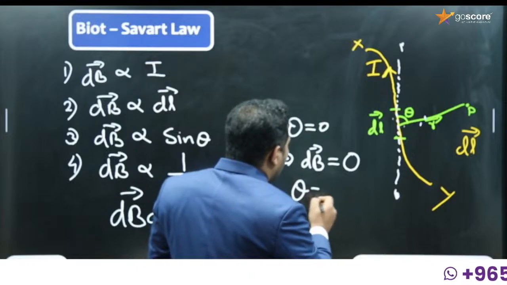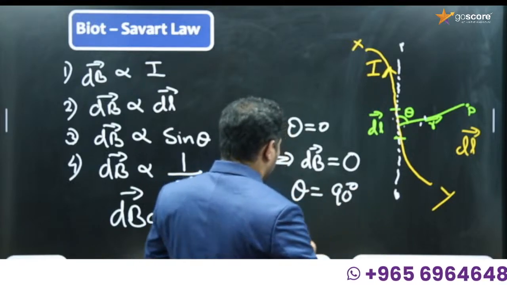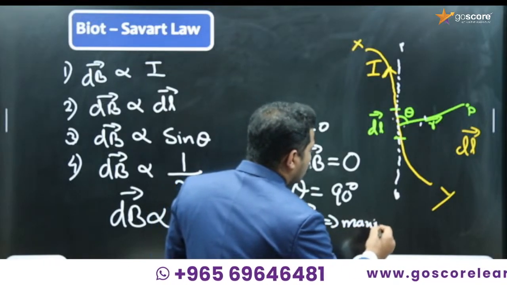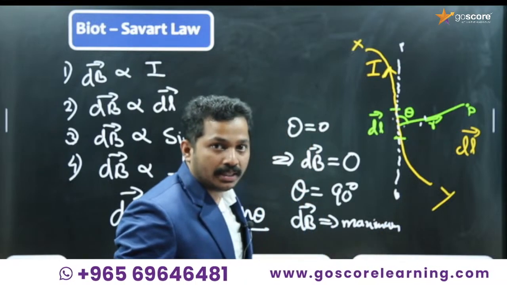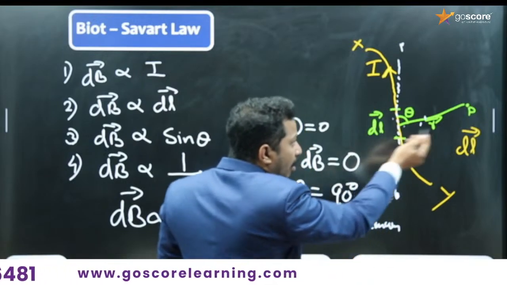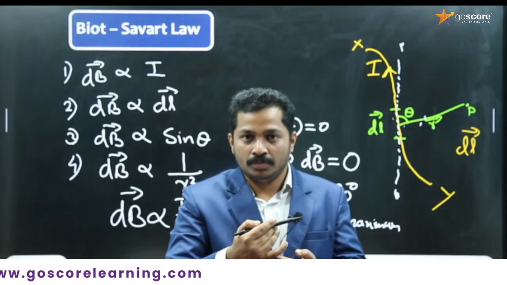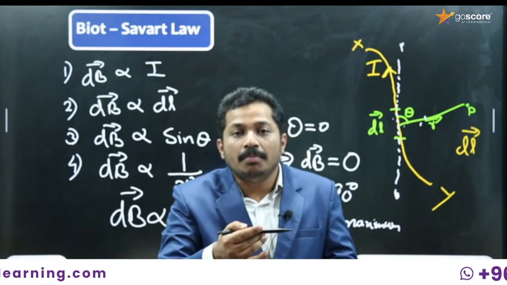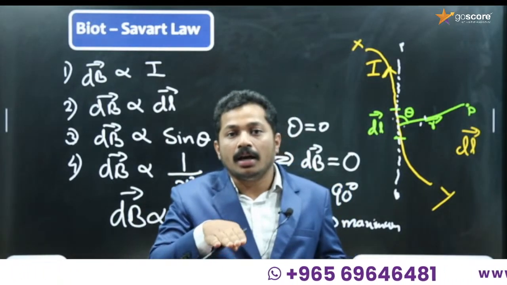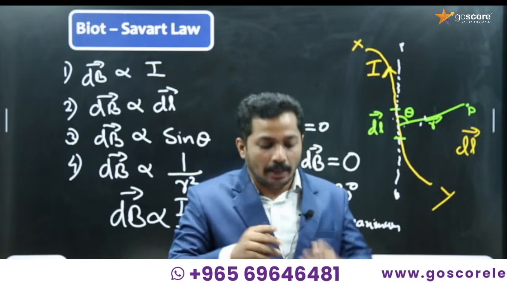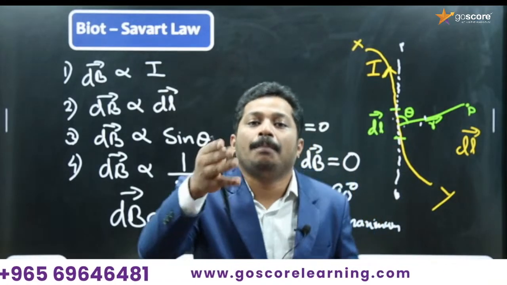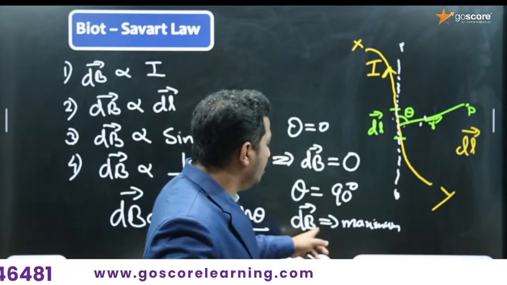When theta equals 90 degrees, the magnetic field dB is maximum, right? That we have learnt. So when will theta equal 90 degrees? The axis of the current element and the plane of the point P should be perpendicular. The magnetic field due to a current element will be maximum at a point in the plane passing through the current element and perpendicular to it. Then only will the magnetic field be maximum.